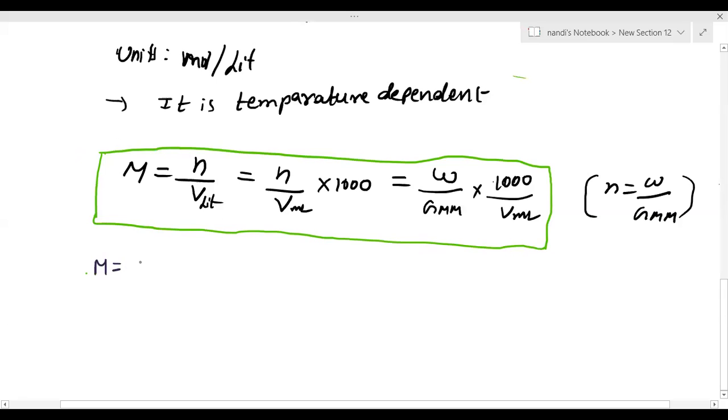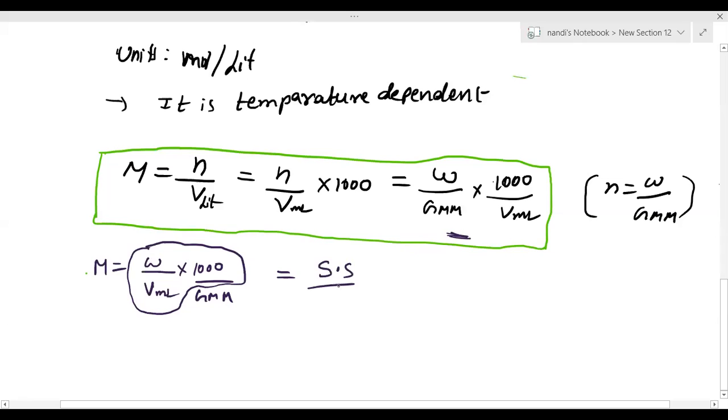So molarity equal to W by gram molecular weight into 1000 by V mL. Is there any change in the formula? I'm writing only this formula, sir. Just V mL I wrote, gram molecular weight here. Doesn't change anything. So in place of W by V mL into 1000, I can write strength of solution by gram molecular mass.